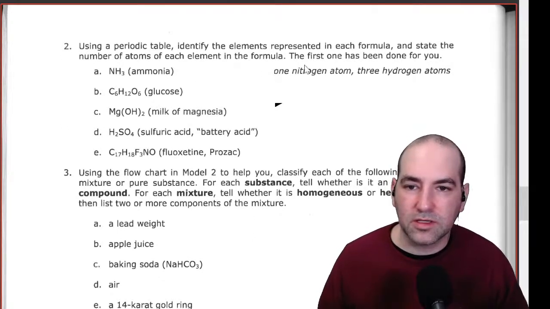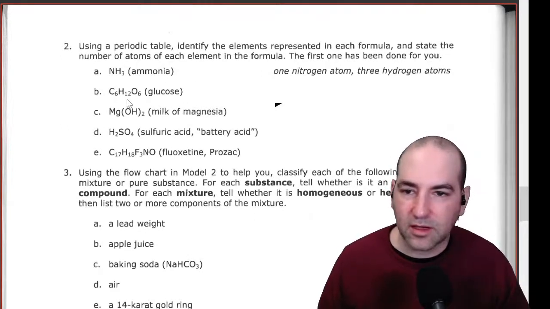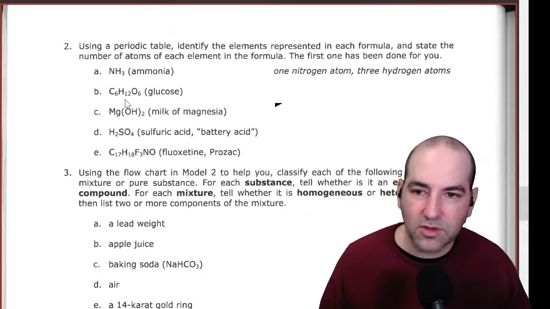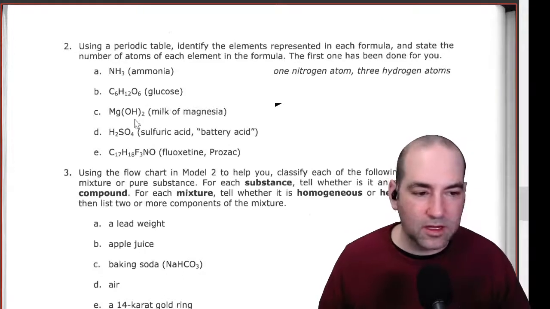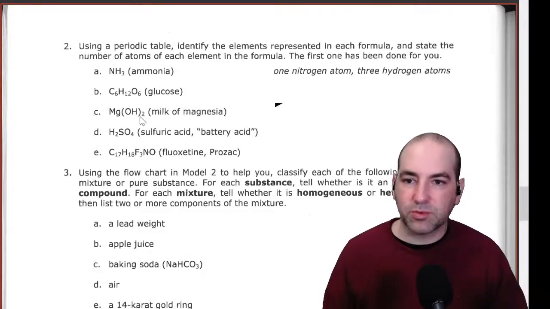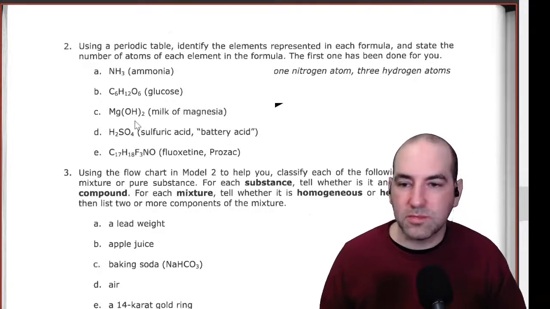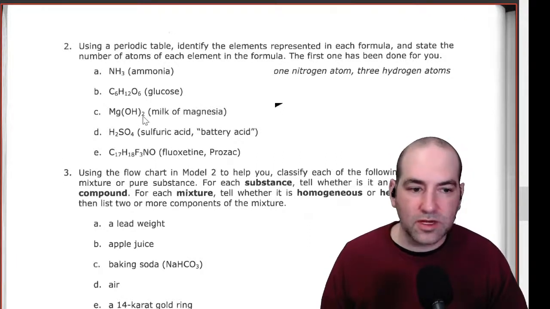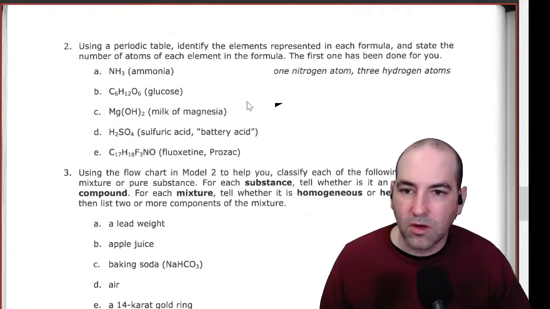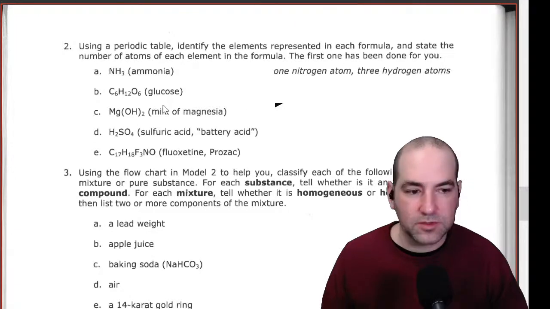All right, so you can see this one. I think this is pretty straightforward. So B would be 6 carbons, 12 hydrogens, 6 oxygen, and so on. The only thing that can get a little tricky here is if you have these parentheses, just so that you know what those mean. If you have a parentheses with then a 2 there, that means you have 2 of those. So this is going to be 1 magnesium atom, 2 oxygen atoms, and 2 hydrogen atoms.